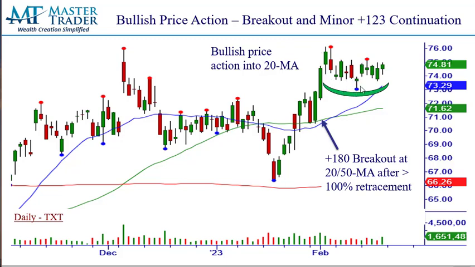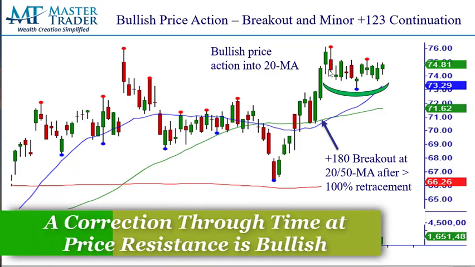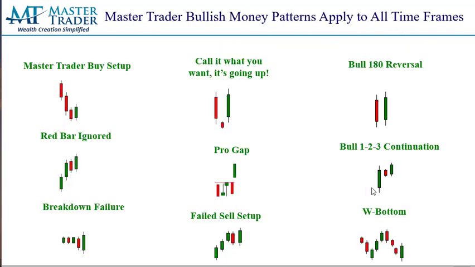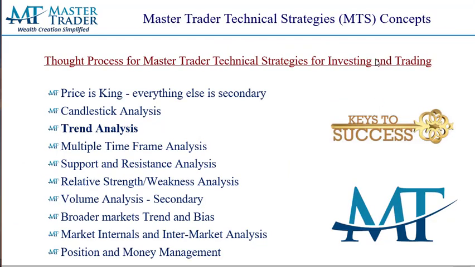This is now retracing, building support over time. It's less than 40% retracement, little downside shakeout, red bars ignored. This is what we call bullish price action, and what I call a minor 1, 2, 3 continuation. This is a 1, 2, 3 continuation: a big fat green bar, one or more inside bars, and you buy over the highs. And this was the 180 that I also showed you right here. So this is a breakout setup, and like I said, this is a little 1, 2, 3. It would be a beautiful 1, 2, 3 if this bar were just wider.